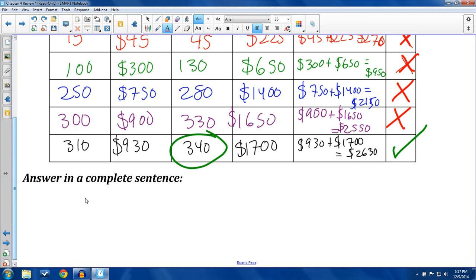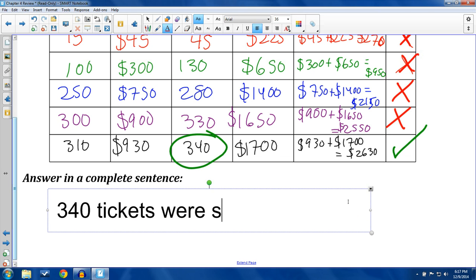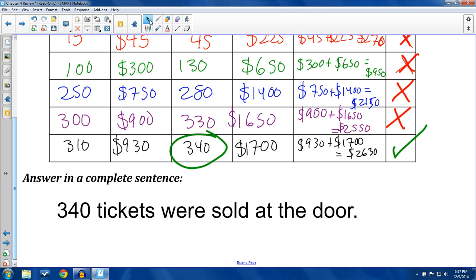340 tickets were sold at the door. That's all you need to say. Now notice how I used units like tickets. It's important. You want to have units to make sure you know how to answer that. Okay, moving on. I want to save time.